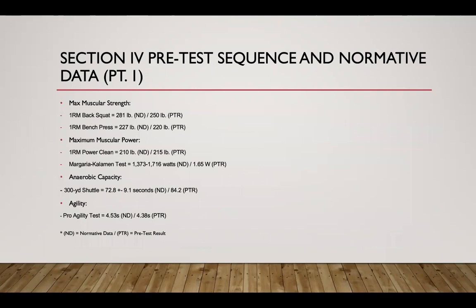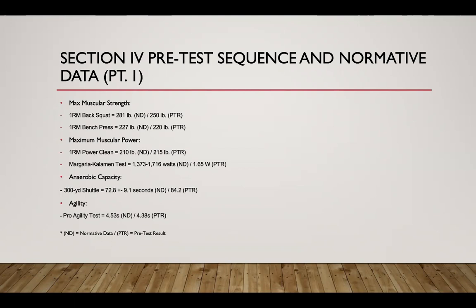So for section 4, I broke it up into 2 parts. For the max muscular strength, my athlete squatted 250 pounds, which was about 31 pounds under the average. So for my exercise prescription, we will be working on that. And then I did bench press, and he was pretty close, 220 pounds, 7 pounds under. So there will be some improvement that needs to be done, but not too bad. For max muscular power, we did the 1 rep max power clean, and he exceeded the average by 5 pounds.